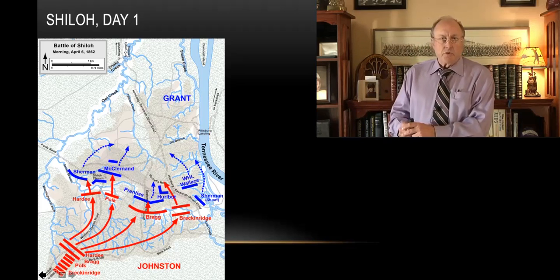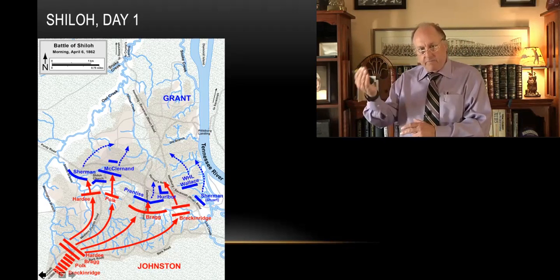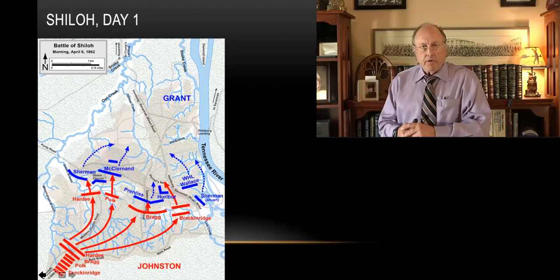Johnston had ordered his regimental commanders, so a regiment at full strength is 1,000 men. Regiments by this time of the war are never at full strength. He had ordered his regimental commanders, usually a colonel, to read this message to their troops.